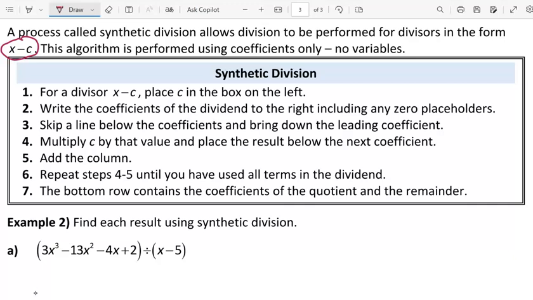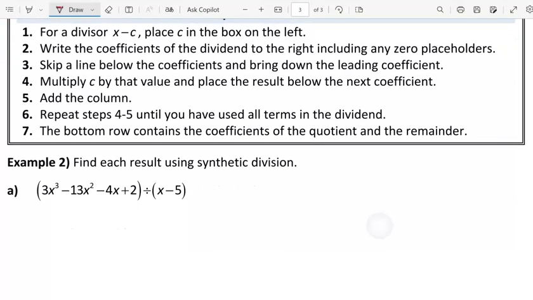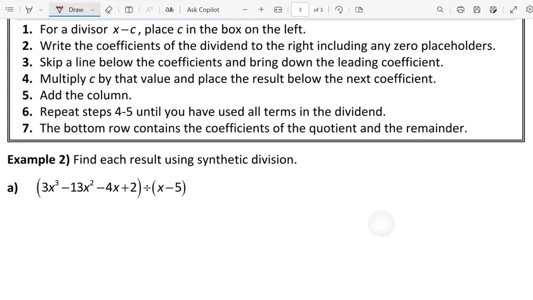So it won't work for the previous examples that we did because those divisors had coefficients other than 1 on the x term. All right, so for synthetic division, we're going to place the 0 of the divisor in the box on the left. So when we set up our synthetic division, we're going to set it up like this, where there's a box, or sort of a half box, and the divisor is x minus 5. The number that makes that divisor equal to 0 when replacing x with that number is 5.